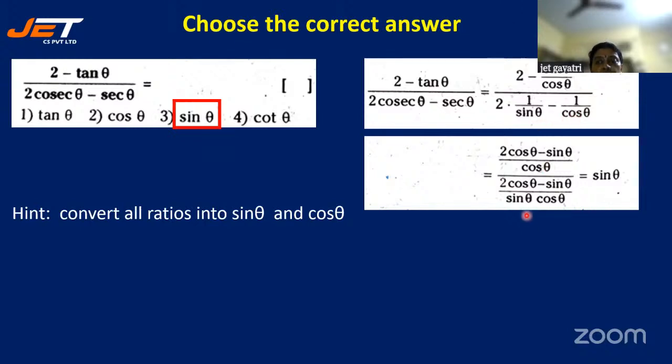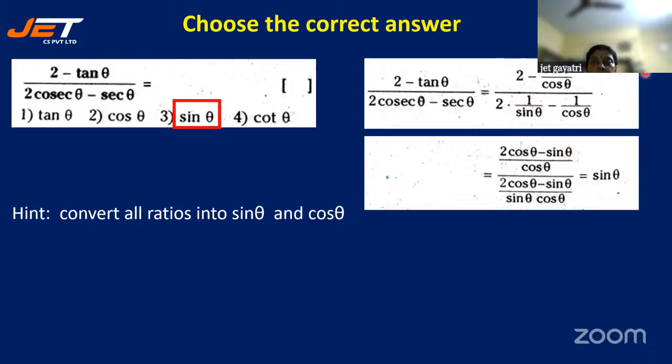All right. So now what happens here? 2 cos theta minus sine theta gets cancelled, right? And cos theta also gets cancelled, right? So what is remaining is only your sine theta. All right, students. So that is why your answer is option 3, sine theta.